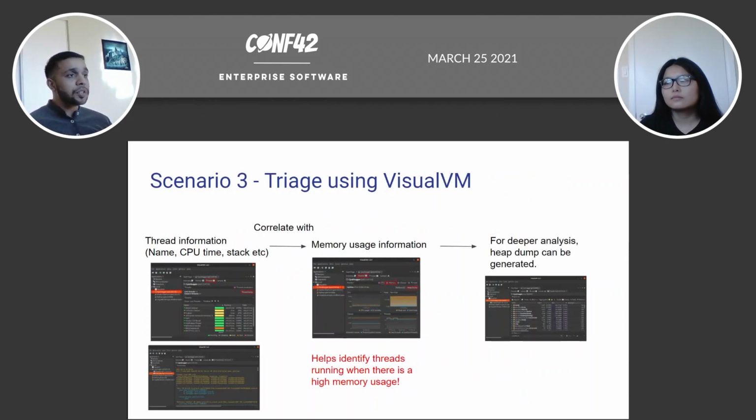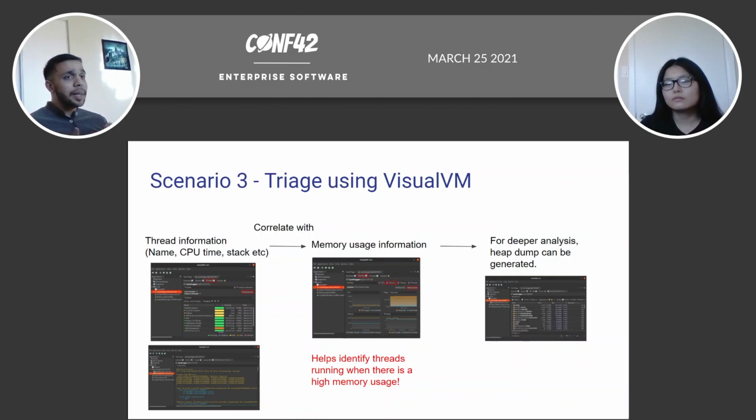Another approach is to use a tool called Visual VM. This is a tool that connects to the Java process and gives you live thread and memory usage information. So what you could do is when the memory usage is high, you could try connecting to the process and see what threads are running at that point and try to correlate. So when you know what threads are running at that point, you could look at the stack traces of the thread, what is the code path that the thread is following, and investigate that to see what could have caused a high memory usage over there.